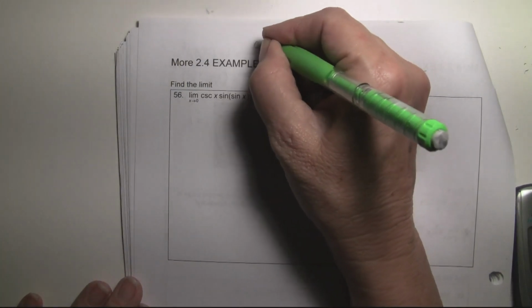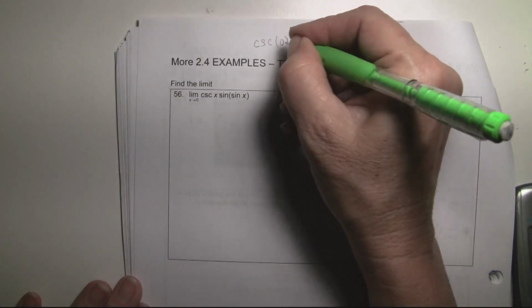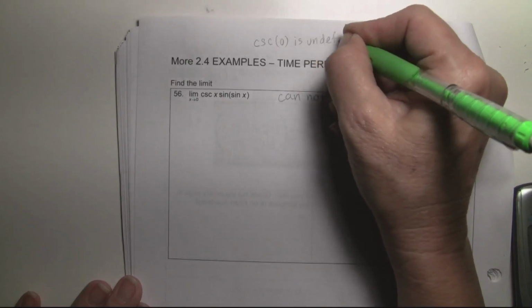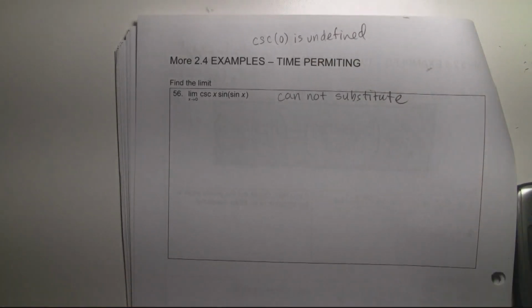And in order to find the limit of things that have lots of pieces, like using the multiplication property where you can split them apart if they're in a product, or the addition property, in this case I have the product property. You can only do that if all the pieces are defined. And cosecant of x, so right here, cosecant of 0 is undefined. So that's the reason I can't do that.